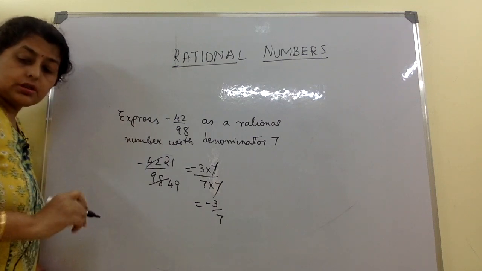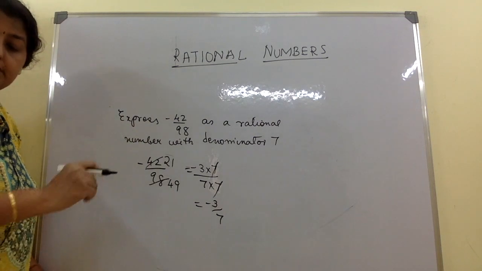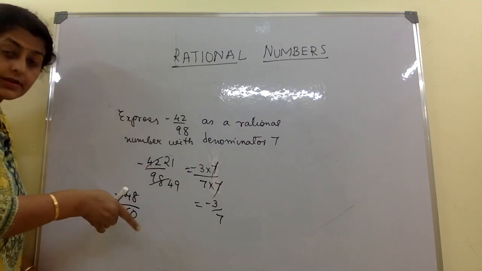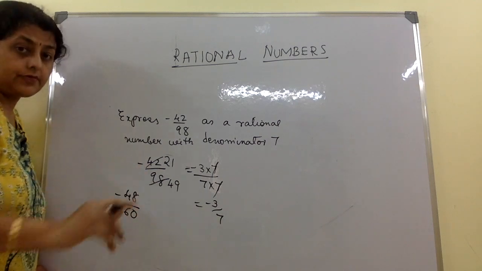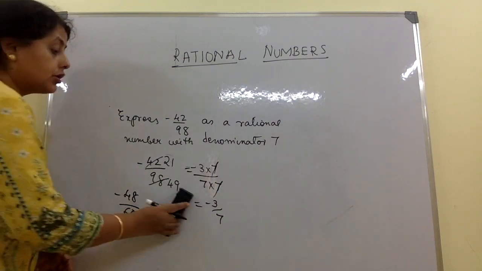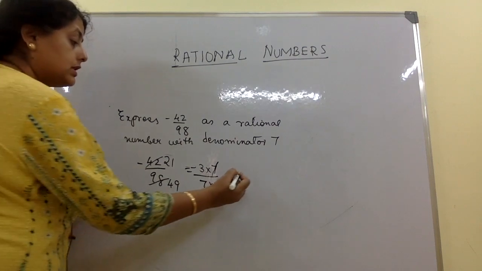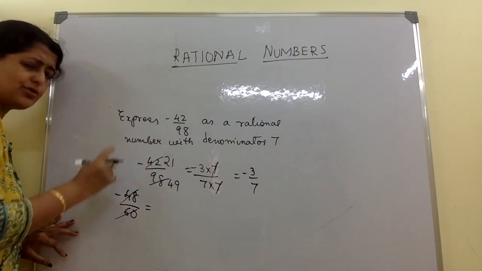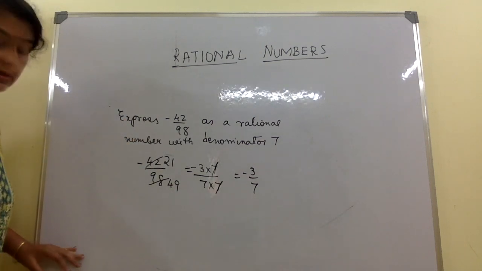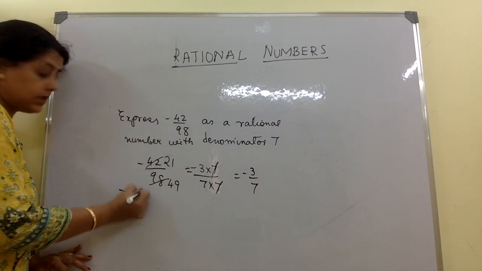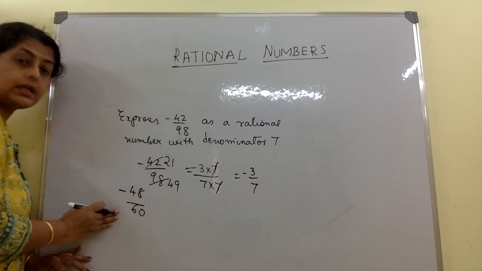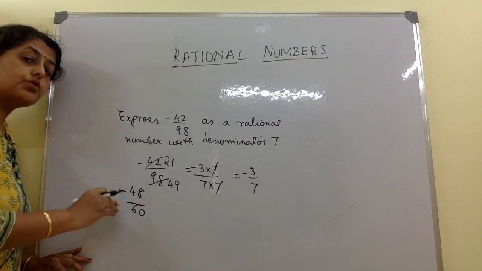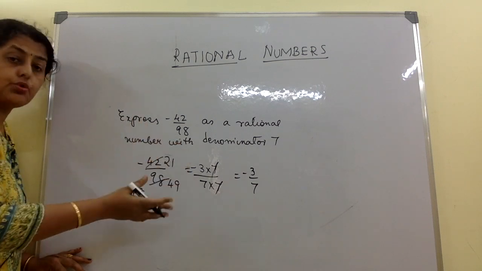Okay, if they ask a similar question: minus 48 by 60 as a rational number with denominator 5. Let's say they are asking with denominator 5. Very similar question. So first I will reduce it a little bit. Here I have minus 48 by 60. This I have to get with denominator 5. Remember one thing, don't reduce with 5 only. Then your 5 will not be shown in the last step.